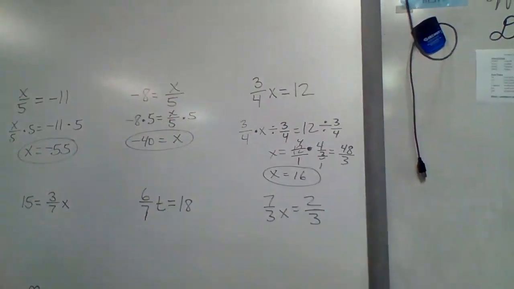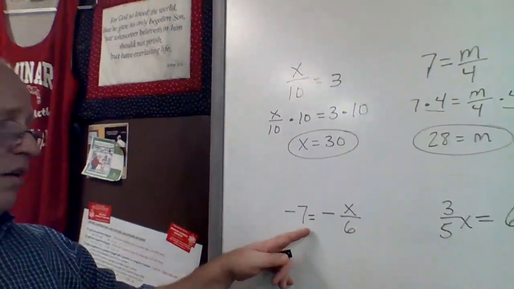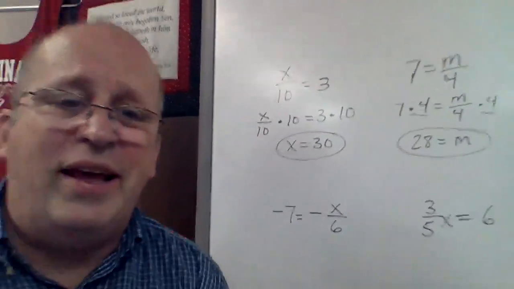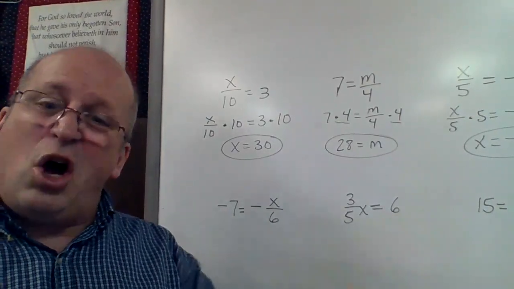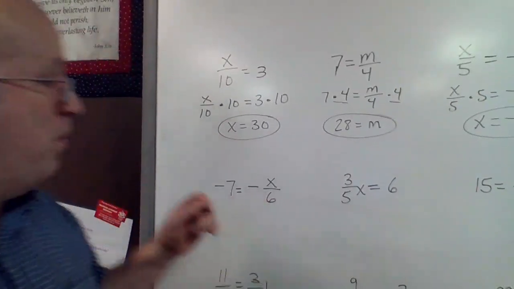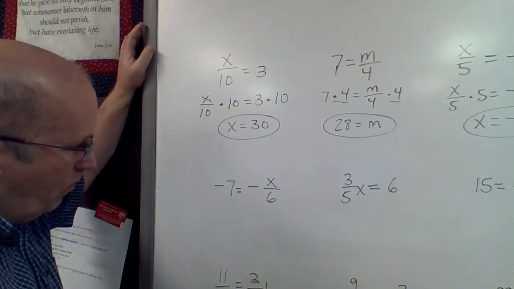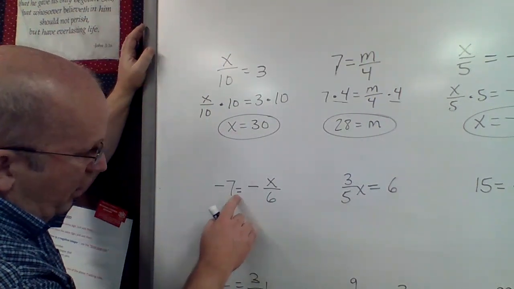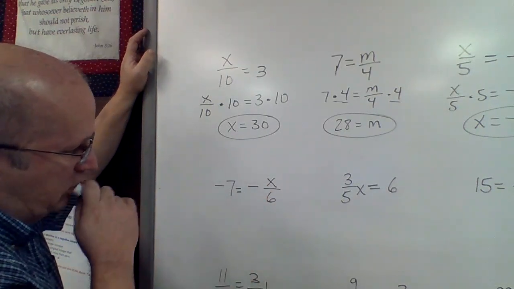Okay, let's move on. Let's try this problem right here. This one's not going to be too tough because we're not going to really have to deal with that issue of what we just talked about. But there's something else in this problem that needs to be addressed. I've got -7 equals the negative value of x divided by 6.